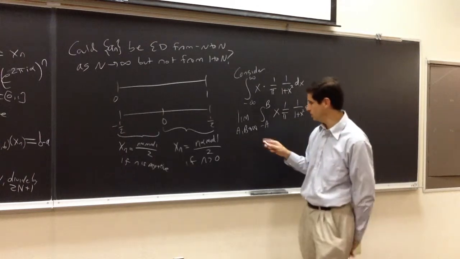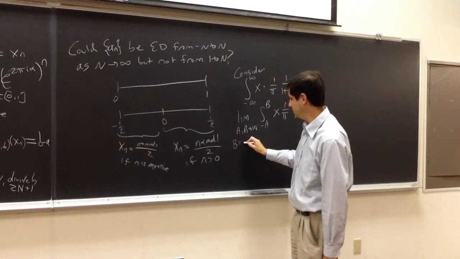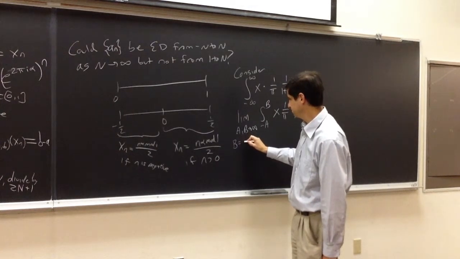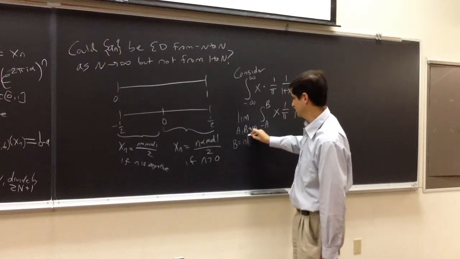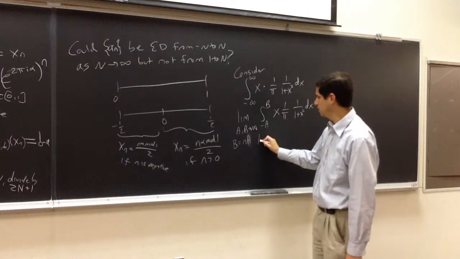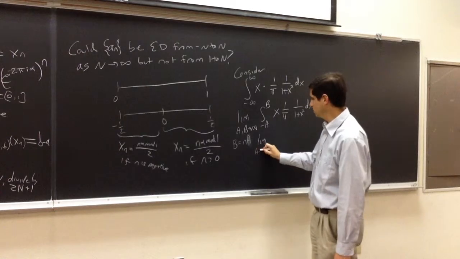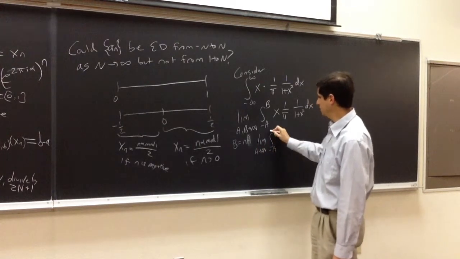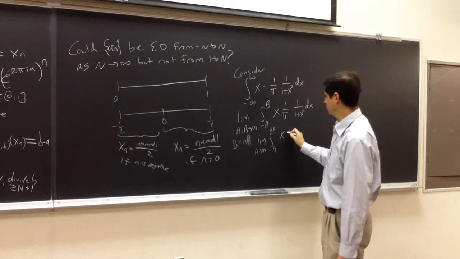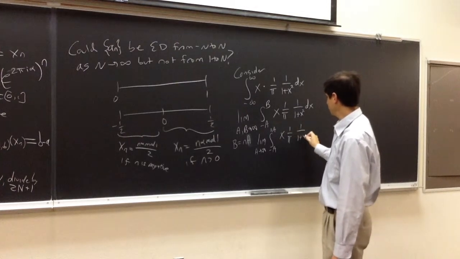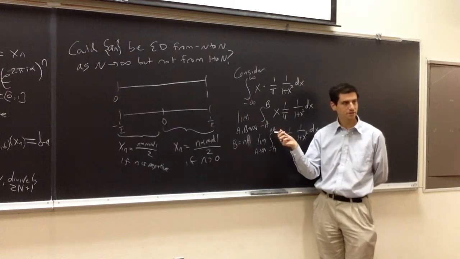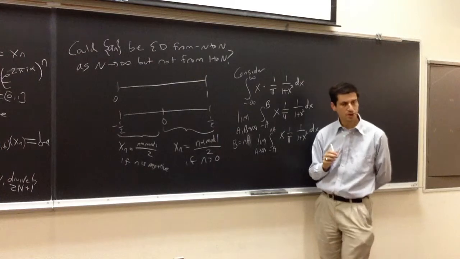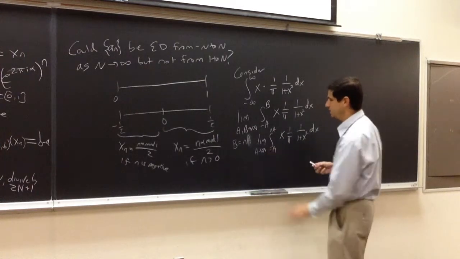So a really good choice is, let's do it a little bit more generally, b equals n times a. Then we get the limit as a goes to infinity of the integral from minus a to n times a of x times 1 over pi, 1 over 1 plus x squared dx. Well, the integral from minus a to a is 0. So this becomes the same as integrating from a to na.